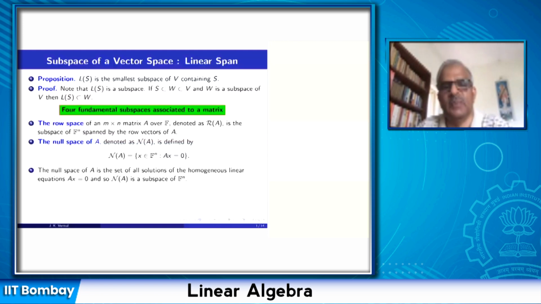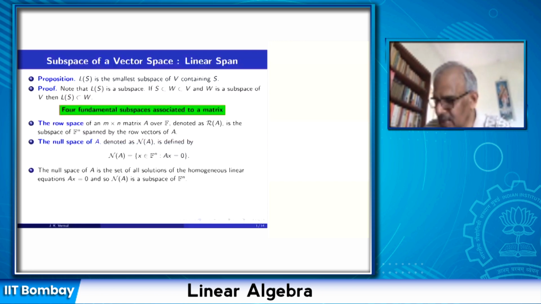We have proved before that if I take solutions of Ax equal to 0, and take a linear combination of finitely many solutions of Ax equal to 0, that is also a solution of Ax equal to 0. So the null space of a matrix is a subspace of Fn. The row space of a matrix, which is the linear span of the row vectors of A, is also a subspace of Fn. Now, if you have an m by n matrix, we have 2 vector spaces associated with it, namely Fm and Fn. Fn has 2 subspaces, the null space and the row space.